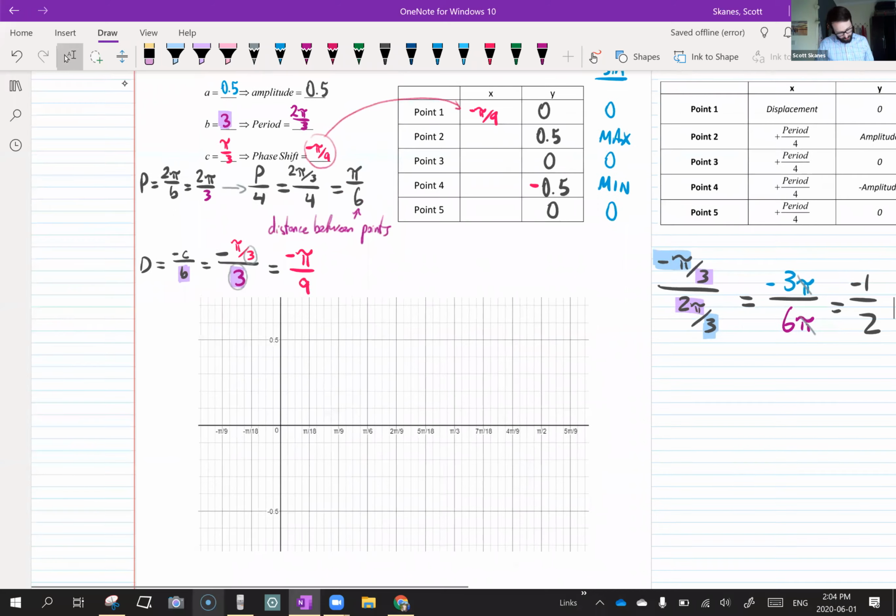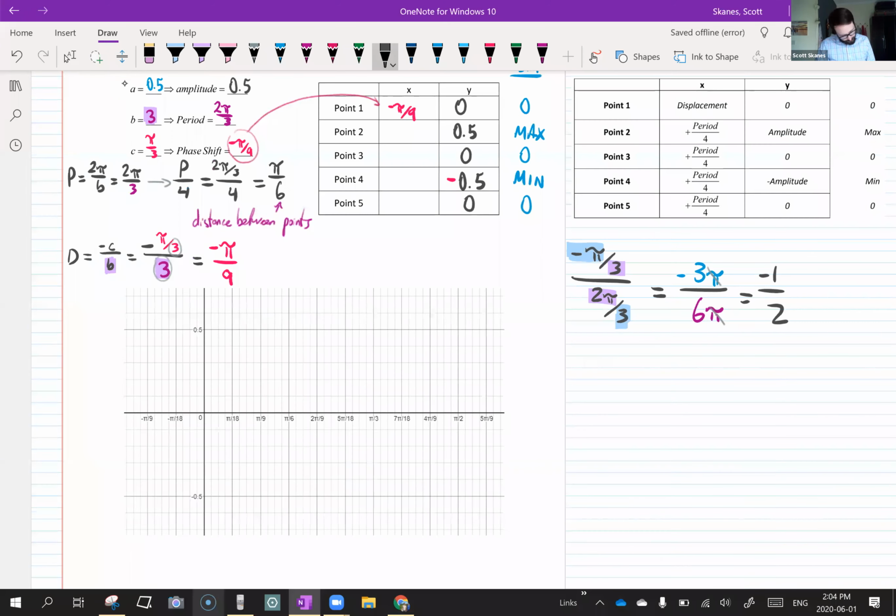Let me write that on the graph. Negative pi over 9 is there, and 0 is, of course, the y value. So I've got a point. Let me make it more clear. I'll make it in blue. That's my first point. If you don't have graphing paper, make a very clear sketch. You'll be expected to be able to do this on the assignment.